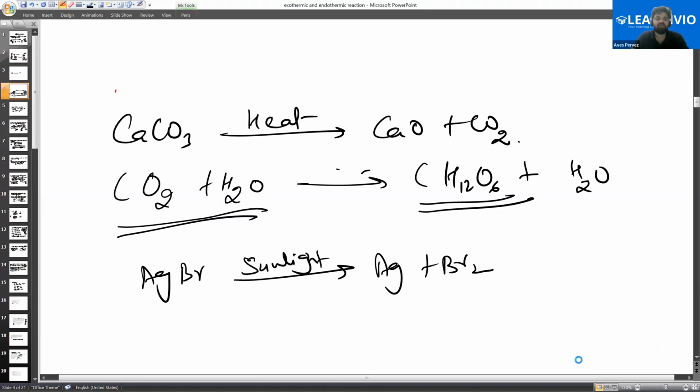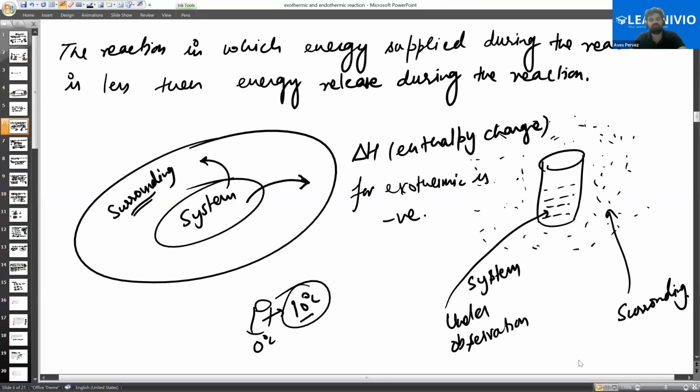Do this one, please. Note it down properly. The reaction in which the energy supplied during the reaction is less than the energy released is called an exothermic reaction.